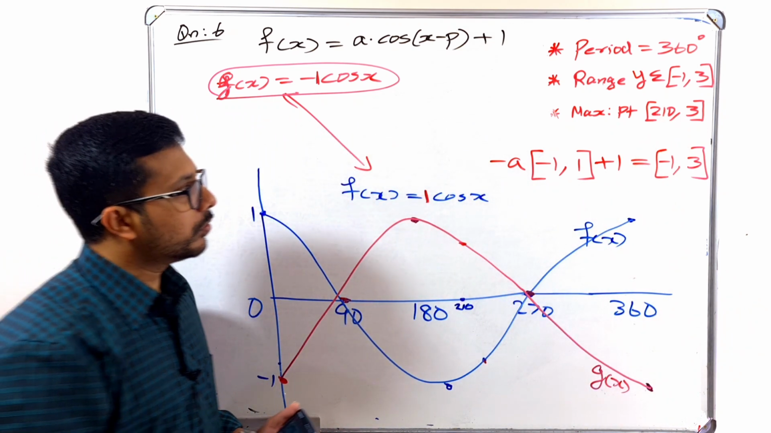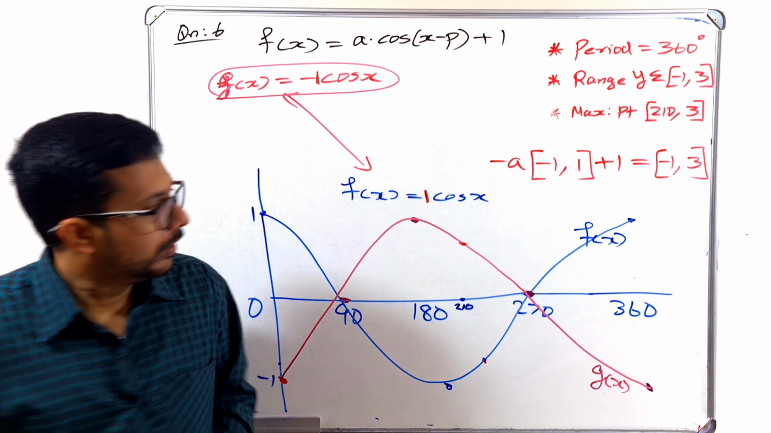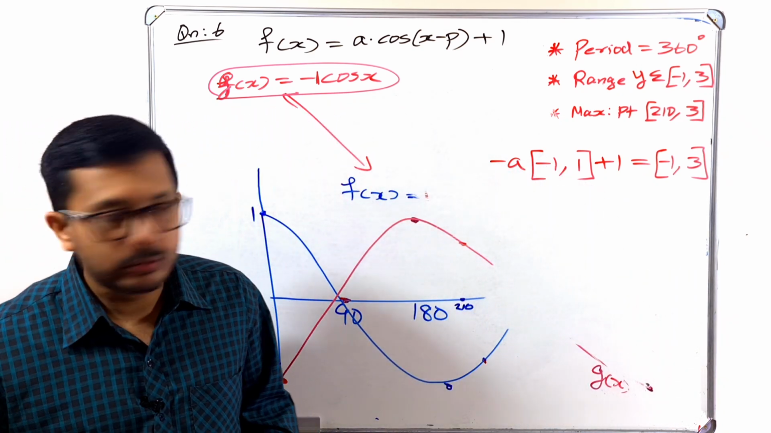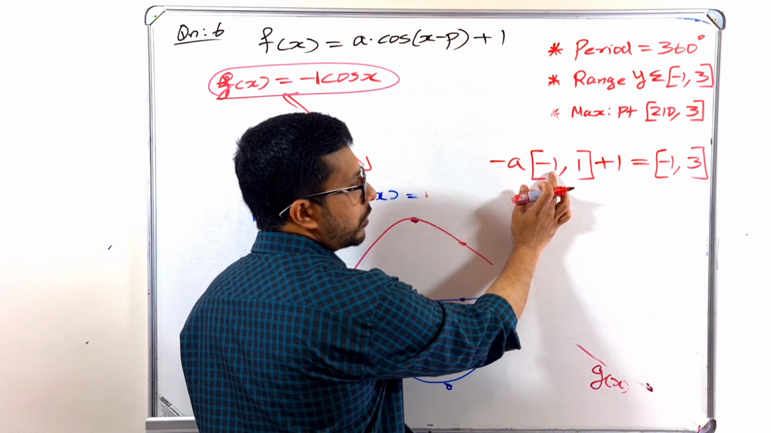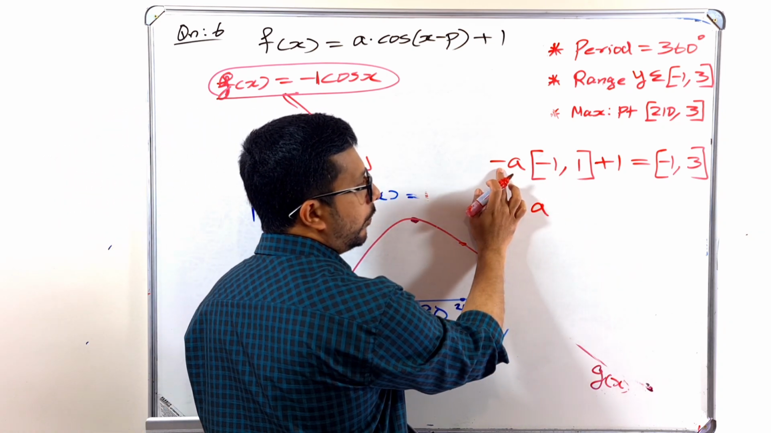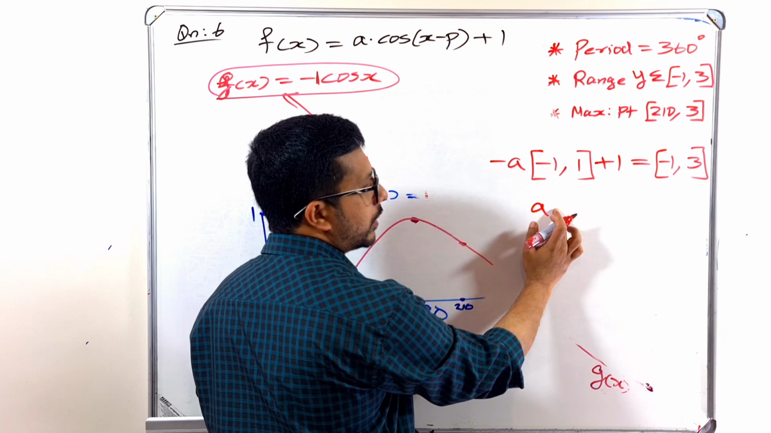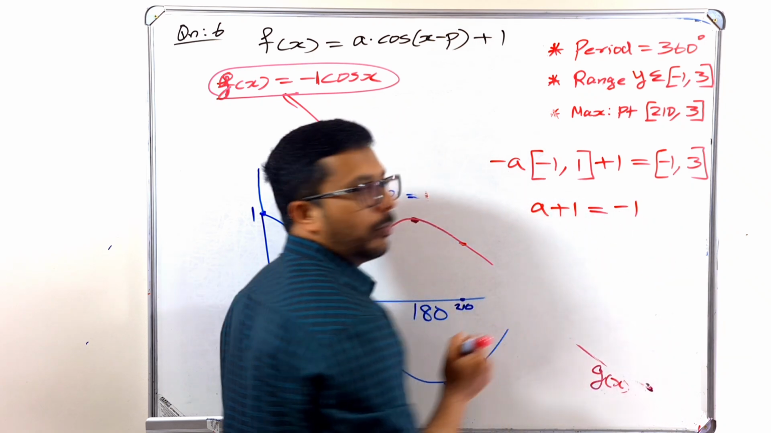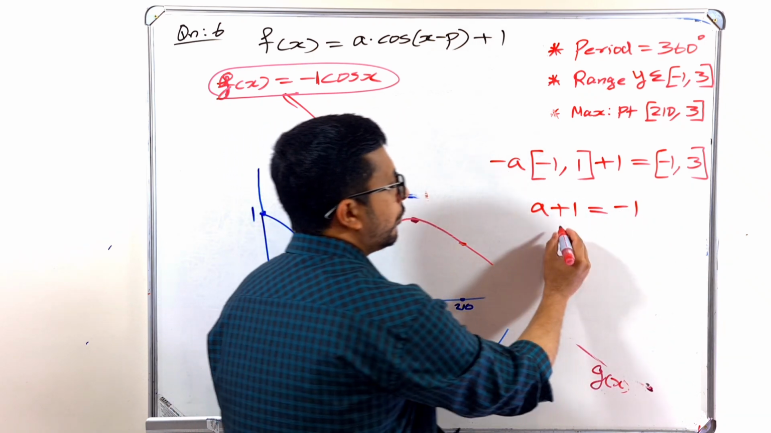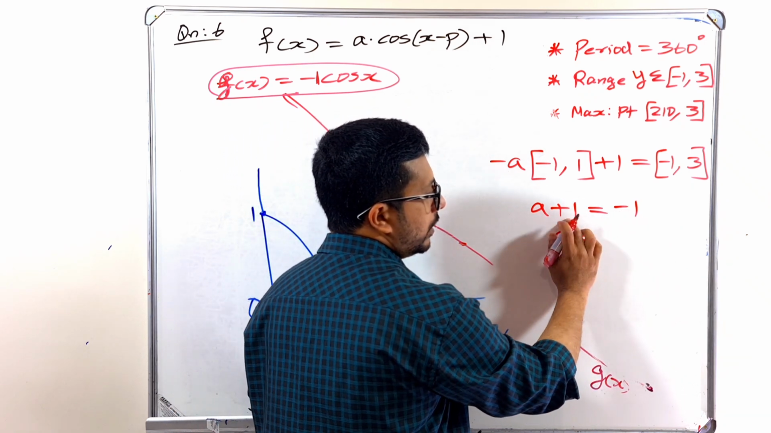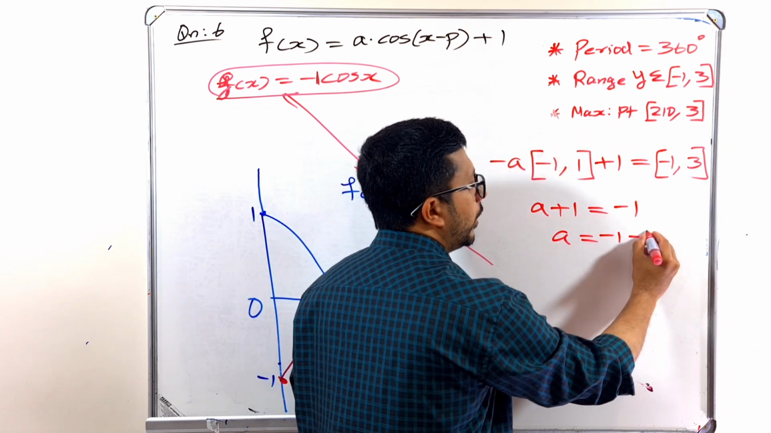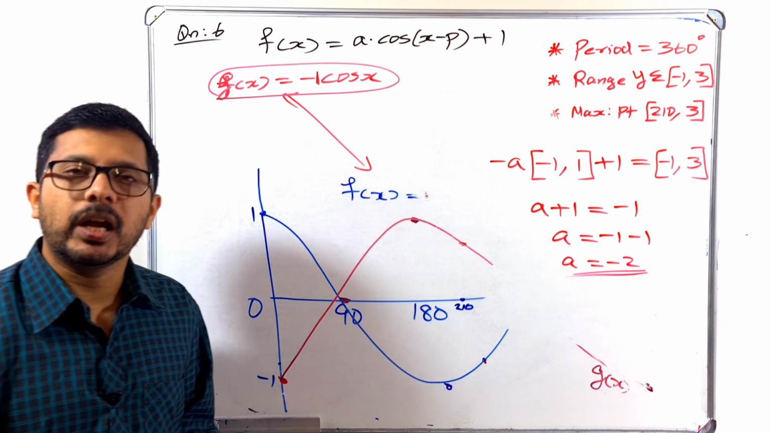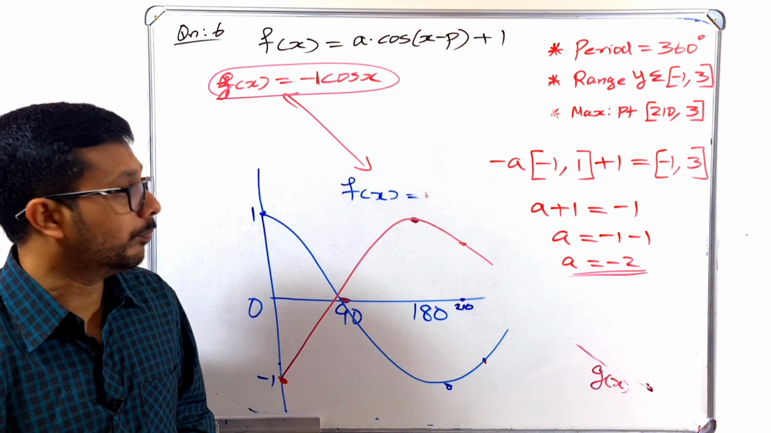You understand? Okay, so now here what is this one? I already told you what you have to do there. Minus a times -1, that is positive a. Minus into minus is positive, a into 1 is a. Then plus 1, and that is this first number, the minimum value. So from there, what is the value of a? Take this 1 to the other side. So it is -1 minus 1. So a is equal to -2. So it means that the value of a is -2.